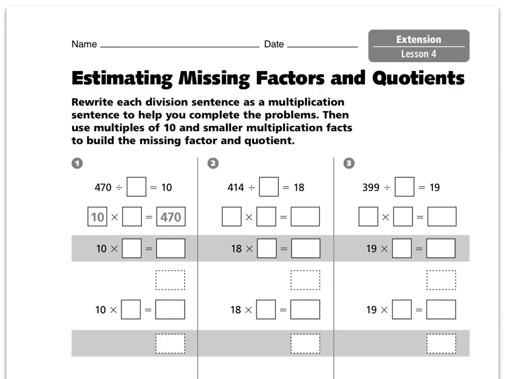I know that 470 divided by 47 is going to equal 10, which means 10 times 47 equals 470. Now I'm going to break these up into smaller multiples of 10 to begin with. So for the first one, I'm going to do 10 times 40, and I know that's going to equal 400. 470 minus 400 is going to equal 70. So now I need to figure out 10 times what equals 70, and I know that's going to be 7. So 10 times 7 is 70. I subtract, and I'm going to get 0.